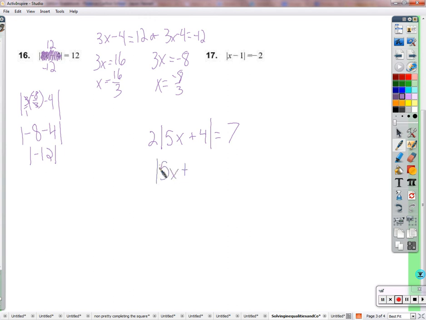Oh, that should be a 10. It could be a 7 or a negative 7. What could be a 7? 10x plus 8 and 10x plus 8. Good. Now we're set up to solve 2 equations. And we're done. We'll have the 2 solutions. And then now, can you minus 8 to both sides? Yes. Okay. I think I'm getting it now.